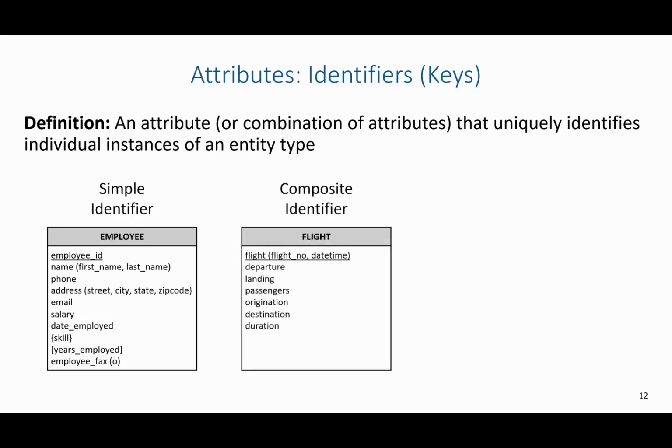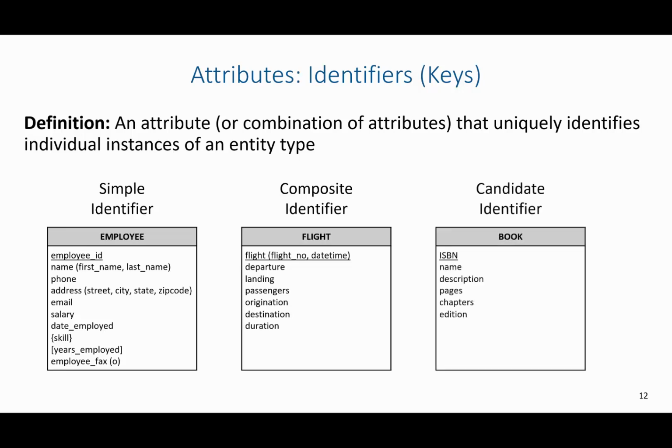We can also have composite identifiers. As you can see here, we have flight number and date time together represent our identifier for the entity flight. Now, why can't flight number alone be the identifier? Well, a flight could take off from multiple locations in a single day, and so we would need to know the date and the time that it took off so that we could capture this information.